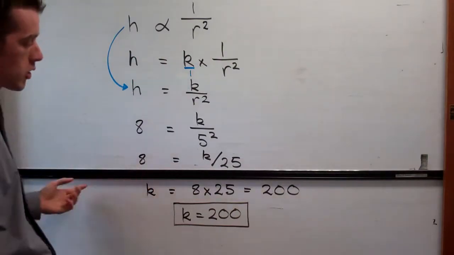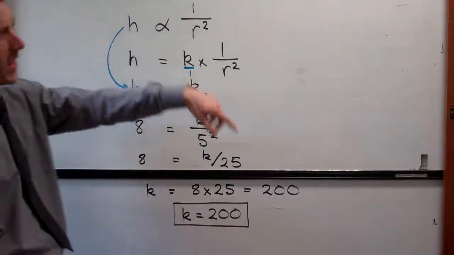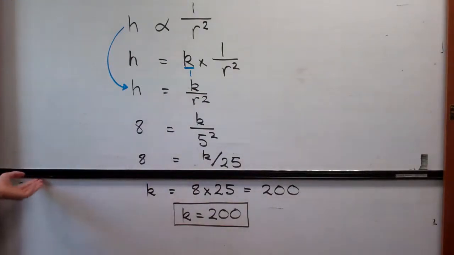Next we're going to see how we take this on and find the height of the cone with radius 2 centimetres.